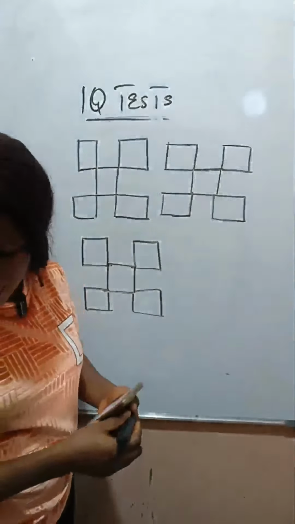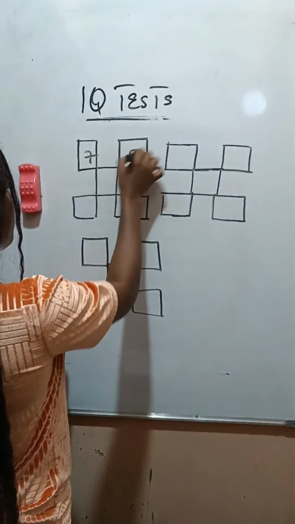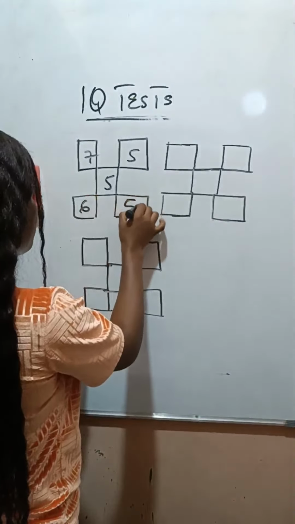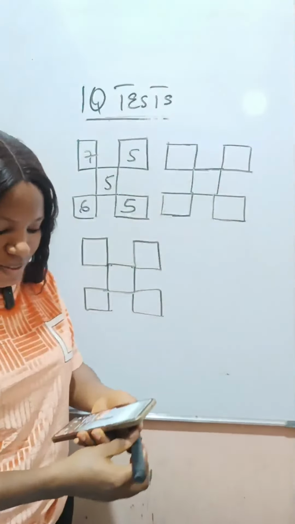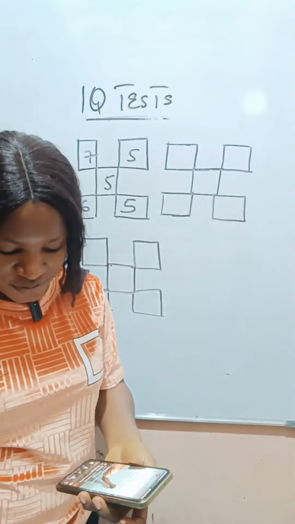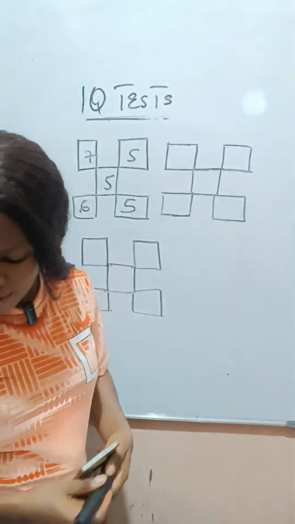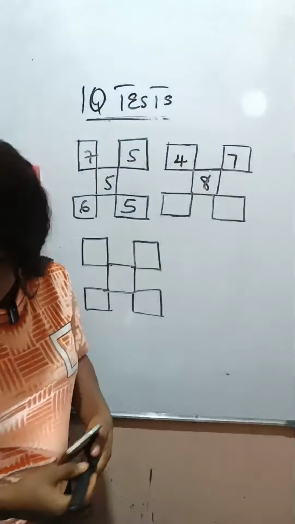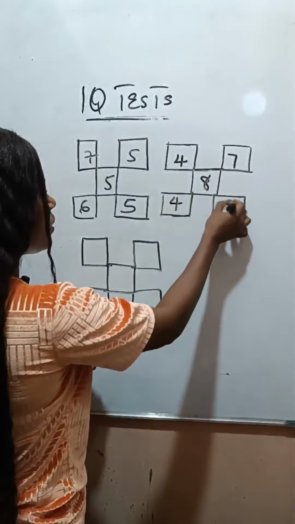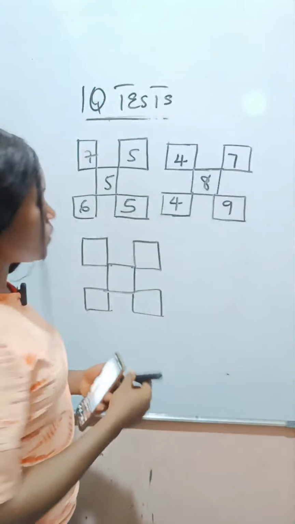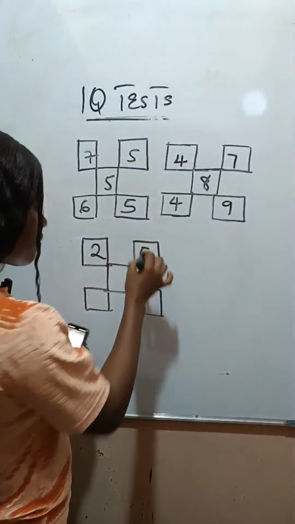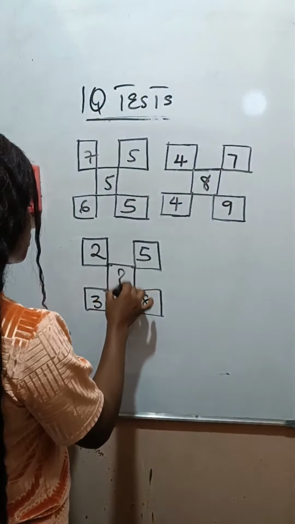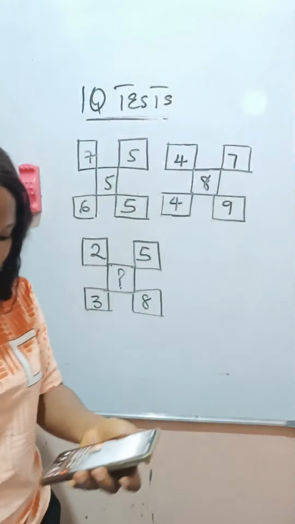Okay, so we have 755, 6, 5. Then we have 478, 49. And the last we have 2, 5, and 3, 8. So what should be in the middle of this?